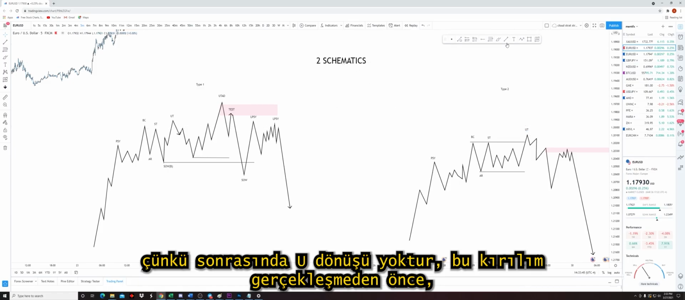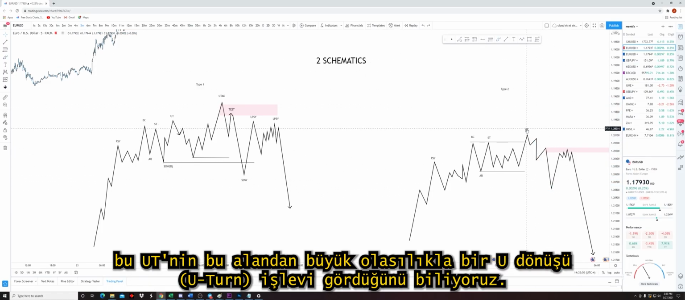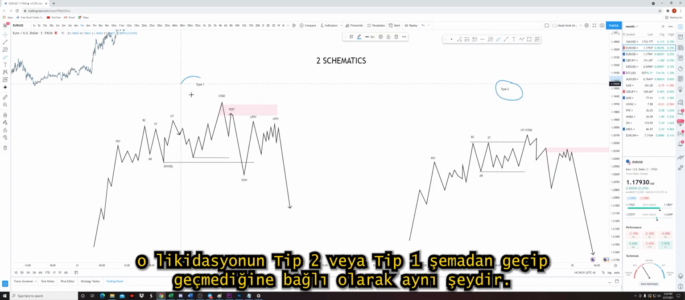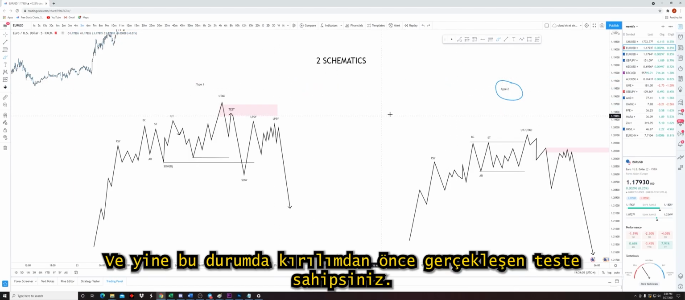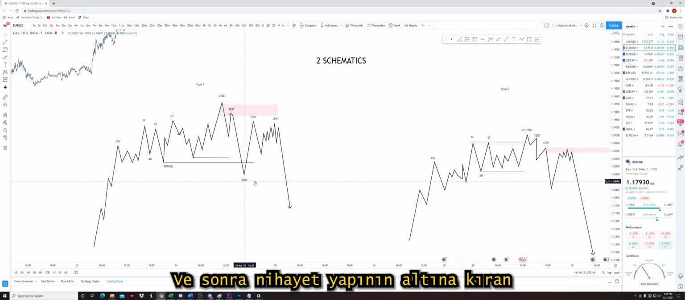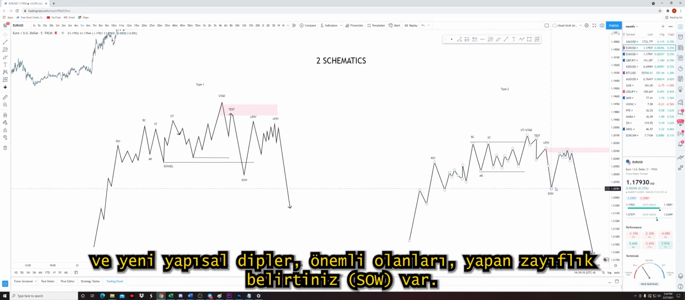Now, because there's no UTAD after, before this break happens, we know that this UT most likely from this area functions as a UTAD. So again, a UTAD and a UT/UTAD is the same thing based on whether a type 2 or a type 1 schematic is undergoing that location, okay? And again, in this case, you have the test that happens before the break. You also have an LPSY that happens before the break, and then you finally have your sign of weakness that breaks below structure and makes new structural lows, important ones.